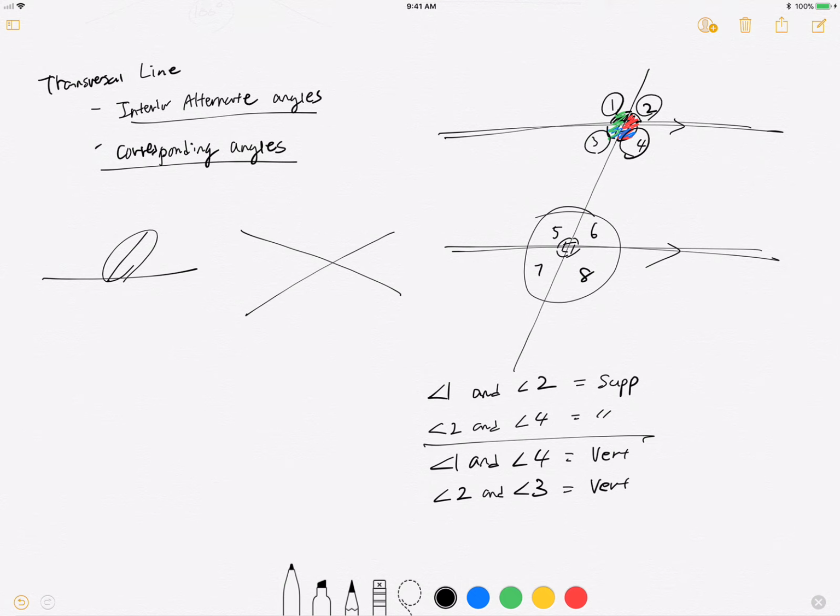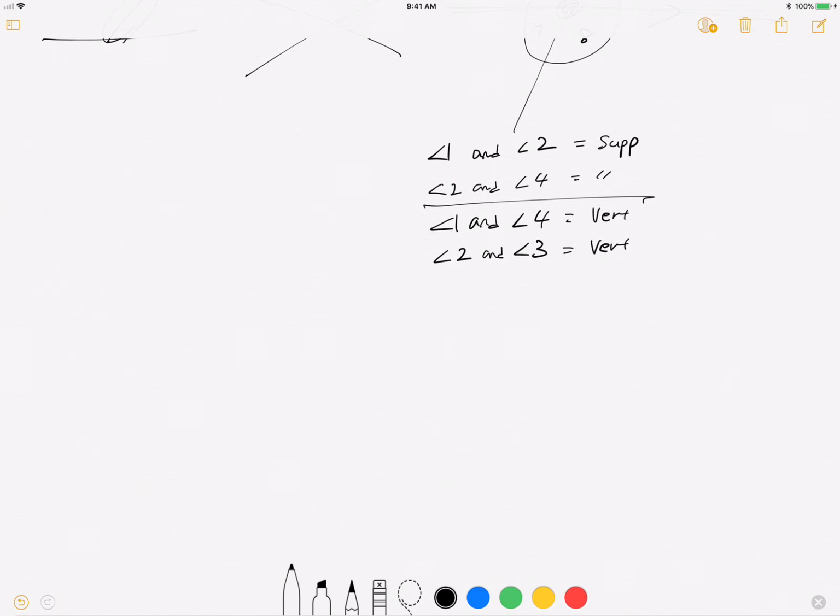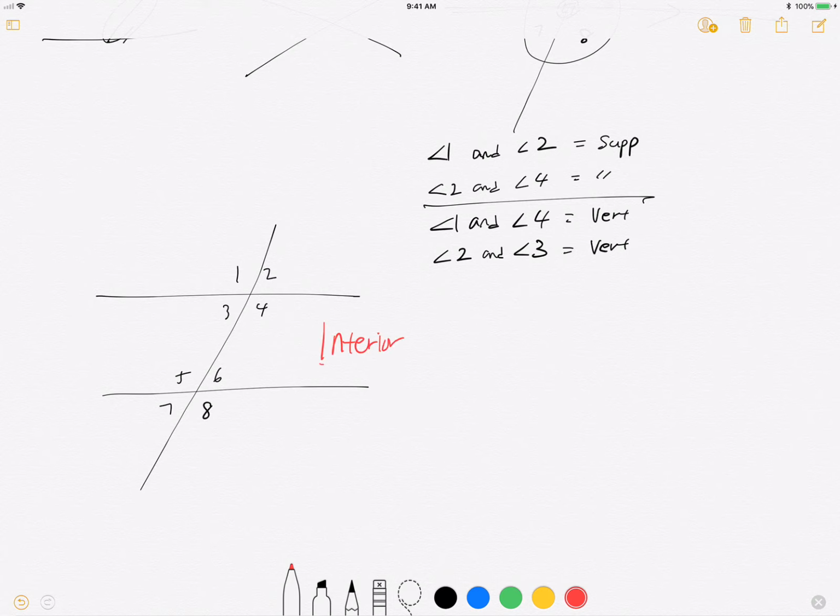Now, let's talk about interior alternate angles. I'm going to redraw this. 1, 2, 3, 4, 5, 6, 7, 8. Interior alternate means, think about the word interior as inside of these 2 tracks. The angle for interior alternate has to be dealing with these 4. It has to be inside of those railroad tracks. And it has to alternate.